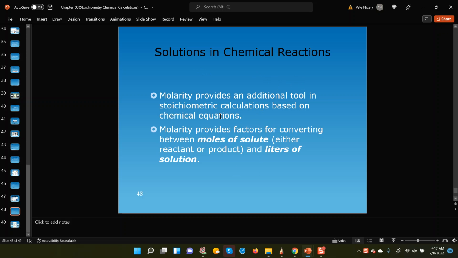All right. So we learned about molarity, what it means. It's the moles of solute per liters of solution. And therefore, we can include that equation where necessary in order to solve certain stoichiometric problems where solutions are involved. All right.